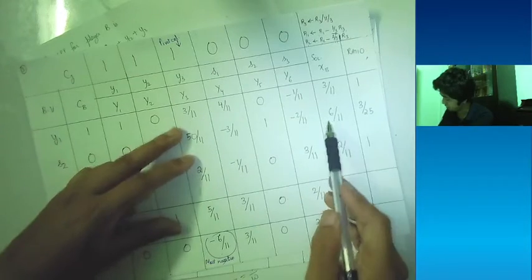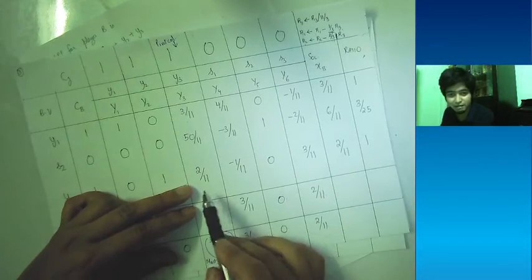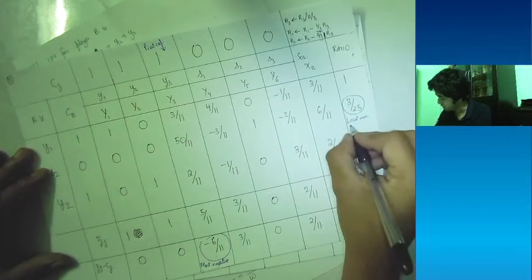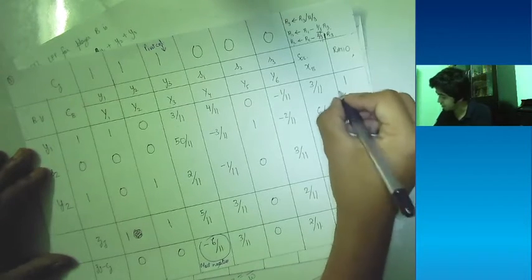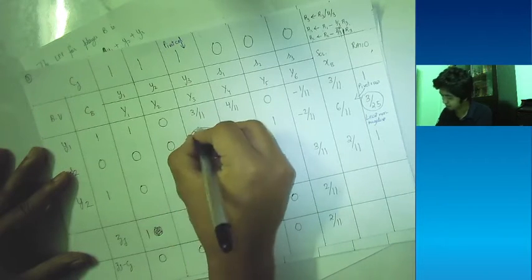again, we can calculate the ratio. 3 by 11 divided by 3 by 11 will give you 1. 6 by 11 divided by 50 by 11 will give you 3 by 25. 2 by 11 divided by 2 by 11 will give you 1. Now we can again choose the least non-negative ratio. So it is this one. So over here, the second row is the pivot row. Since this one is the pivot row and this one is the pivot column, this one will be the pivot element.